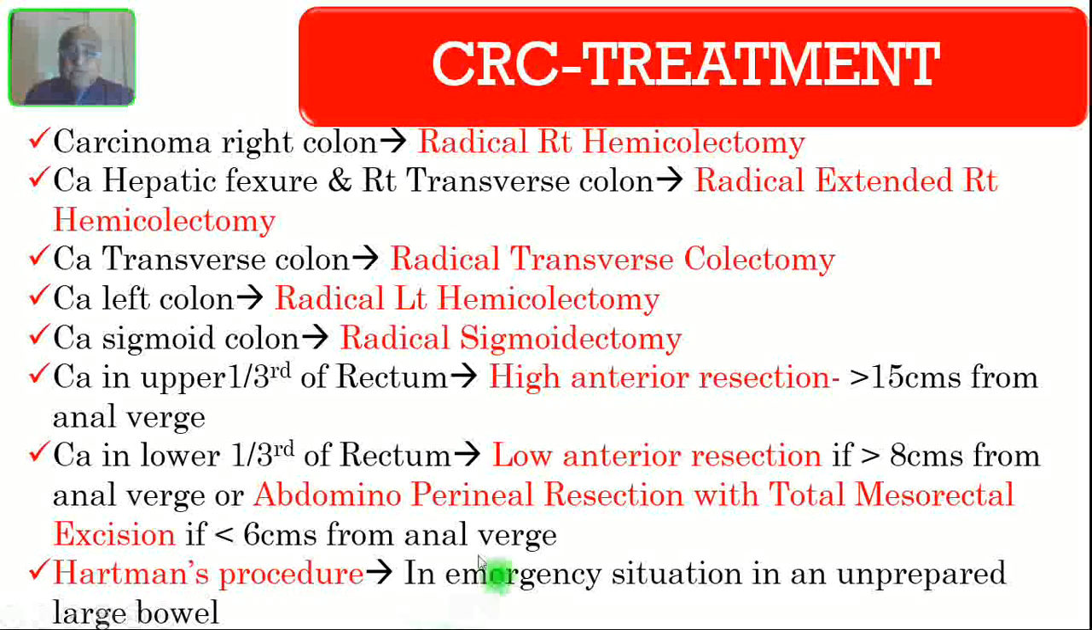Suppose the patient is presenting with acute obstruction as an emergency case, you should do only Hartmann's procedure. You can excise the tumor, but you should not do a primary anastomosis, because if you do a primary anastomosis in an emergency situation, the leakage from the anastomosis is more likely. So you should not do it. You have to do only Hartmann's procedure, where the distal end of the bowel will be closed and kept inside the peritoneal cavity. The proximal end you have to bring out as a temporary colostomy. That is what is called Hartmann's procedure.